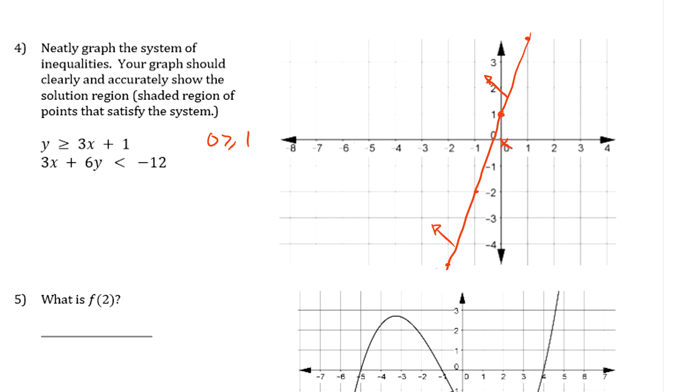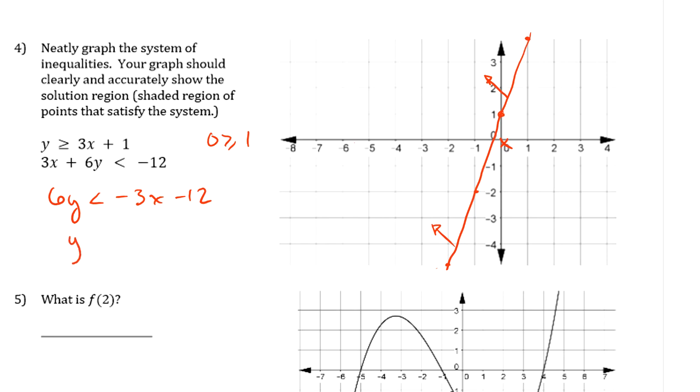The other one says it's not. Actually, we could graph that using intercepts, x-intercepts, and y-intercepts. That would be pretty nice too. But I'm just going to go ahead and transform that into slope-intercept form. So I'm going to do that by subtracting 3x from each side. So this becomes 6y is less than negative 3x minus 12. You can see I subtracted 3x from each of the sides of the inequality.